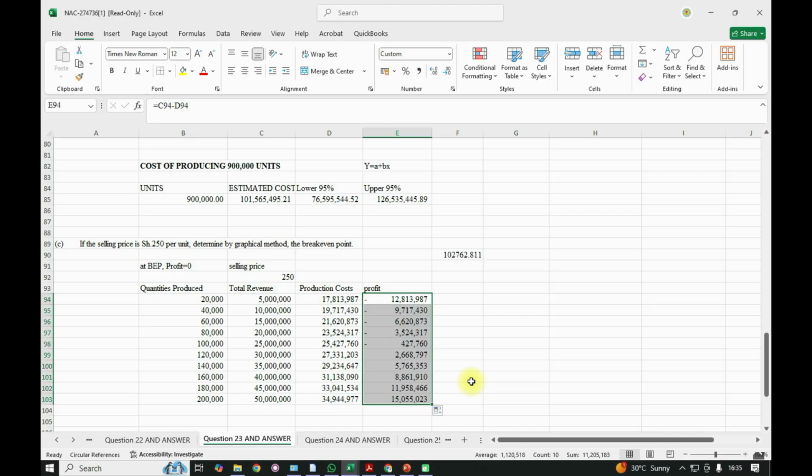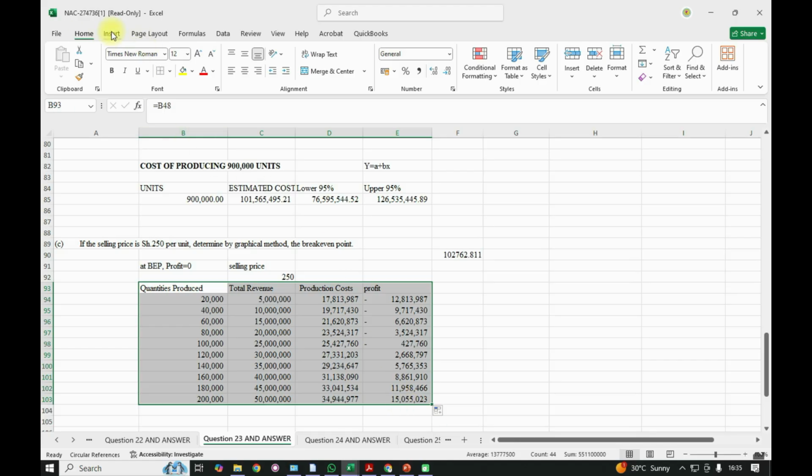Yeah, so you'll find that at that particular point you are having the negatives and the positives, whereby our break-even will fall in between. Remember, break-even will be the point where the total revenue and the total cost are almost the same. So we shall have to plot this graph.